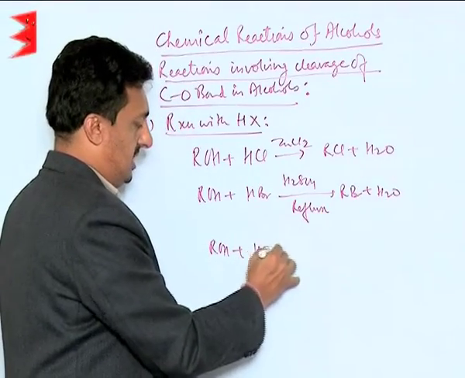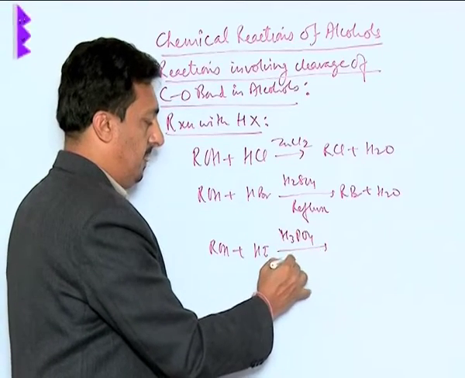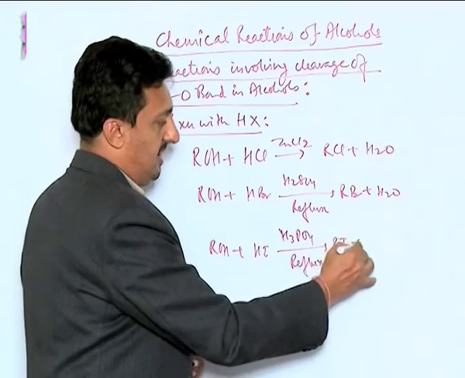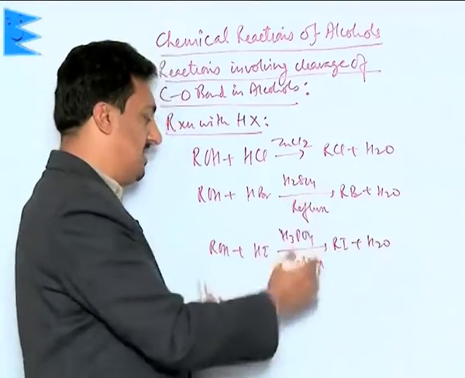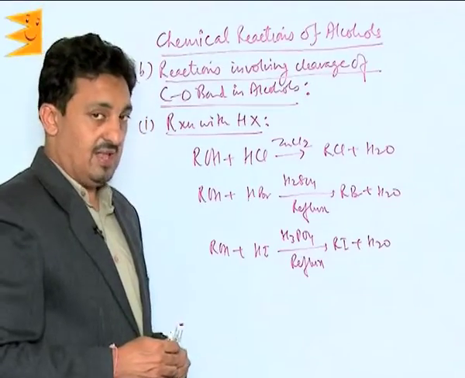and the alcohols with HI in presence of what? H3PO4 and reflux gives us alkyl iodides plus water. So we know the details of these reactions; we have already done them in the preparation of the alkyl halides.